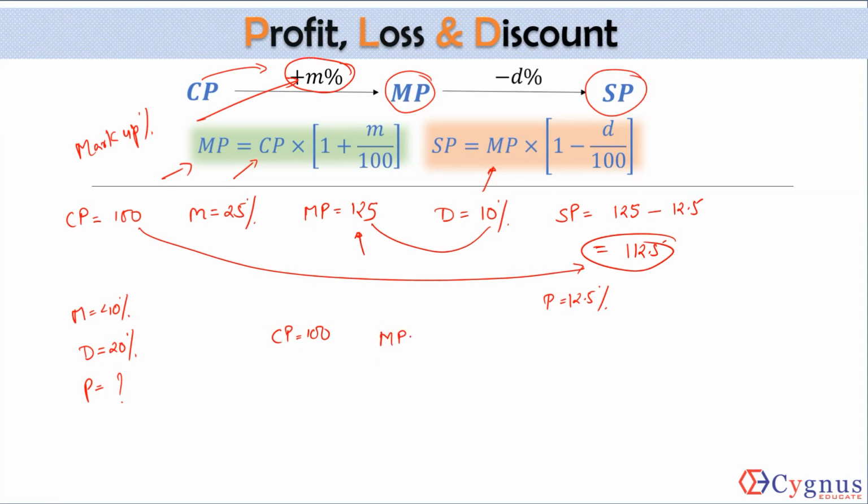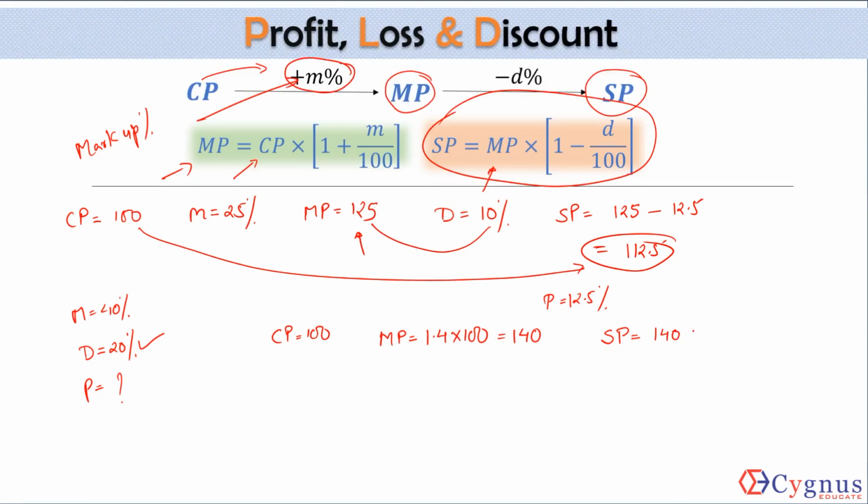How do we increase the number by 40%? We use a multiplying factor 1.4. So the mark price becomes how much? 140. Now, what's the next part? You offer a discount of 20%. Look at this formula. Discount is always offered on what? Mark price. So selling price becomes how much?